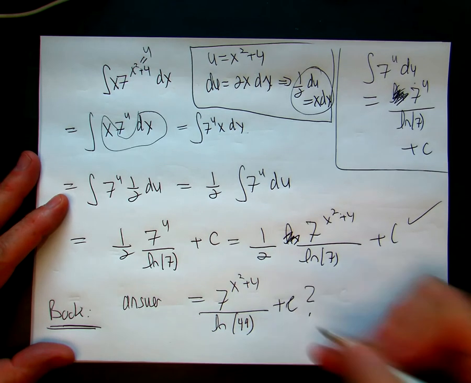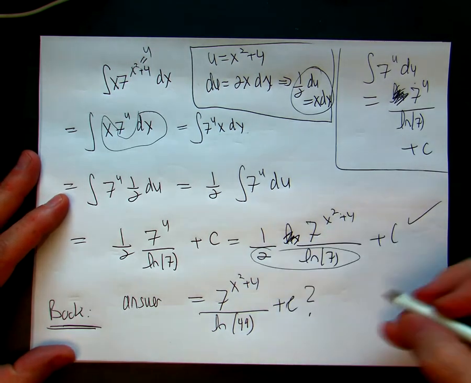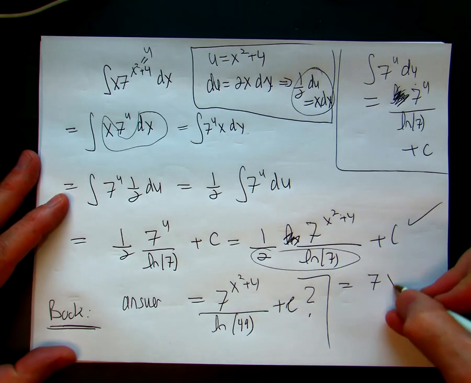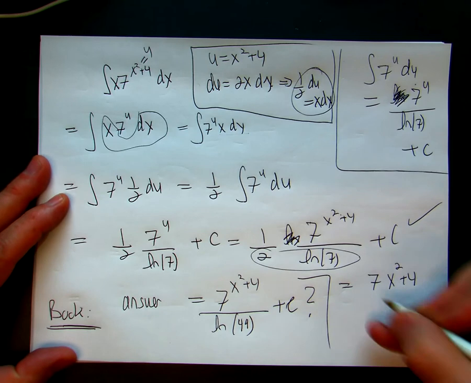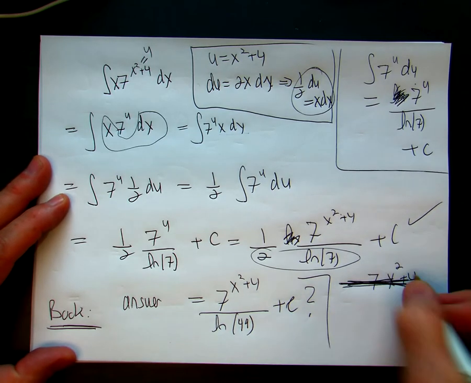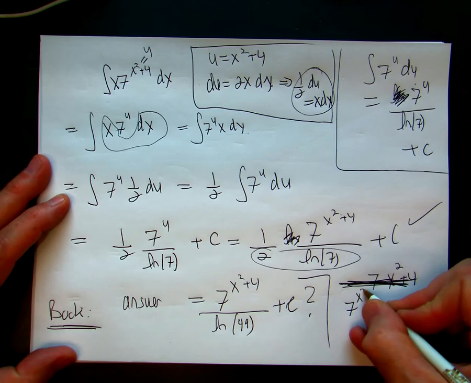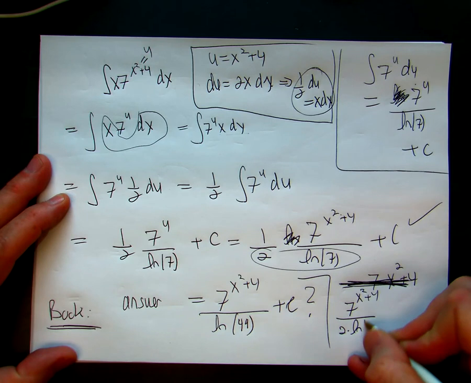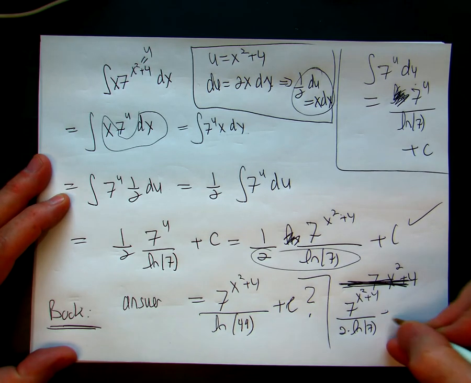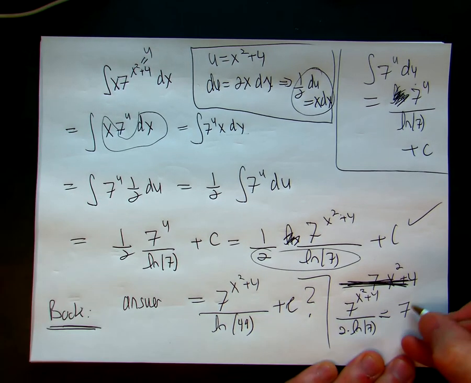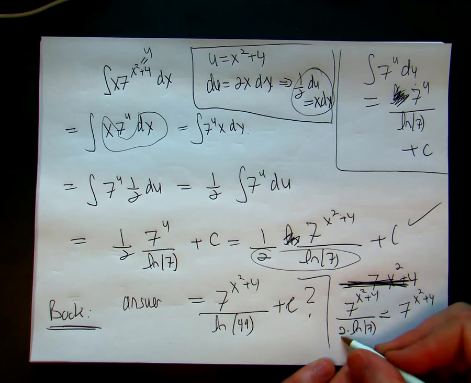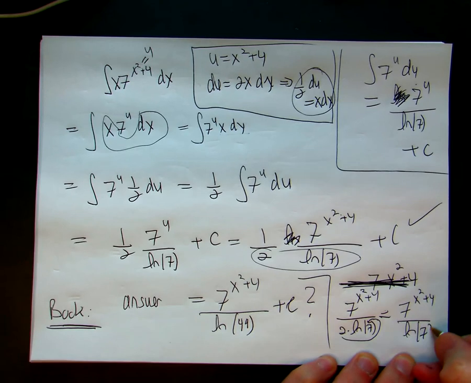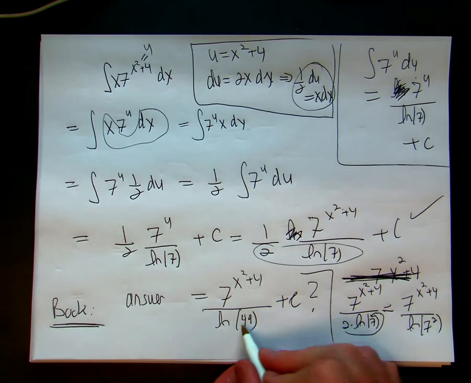So how did I get that? Well, let's look at this right here. This is equal to 7 to the x squared plus 4 over 2 natural log of 7. That's equal to 7 to the x squared plus 4. I'm going to do the backwards version of that and bring that 2 inside: natural log of 7 squared, which is exactly that.